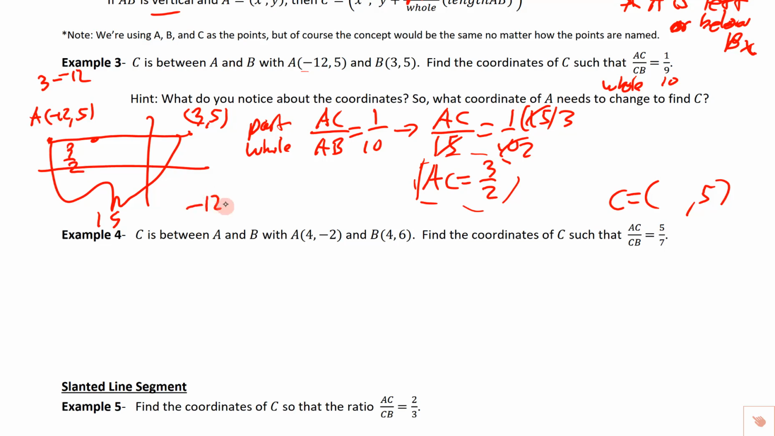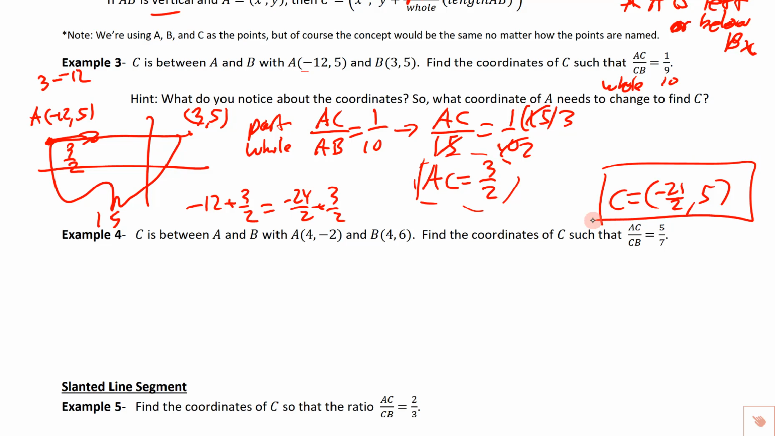Wouldn't it be negative 12 plus 3/2? Starting right here, we're going that far, right? So negative 24/2 plus 3/2? Negative 21/2. We okay with that? Okay. Any questions? We could verify that, but considering the time, I won't. If you figure out how far it is from C to B and make it into that ratio right there, it'll turn out to be 1/9.